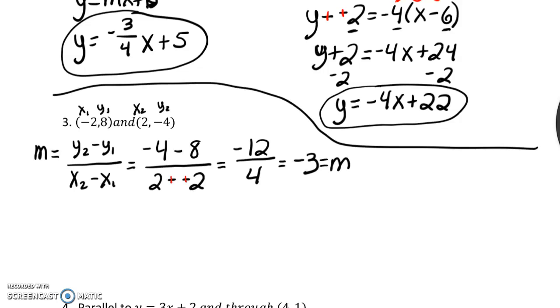Separate those a little bit. Okay, so now I have my slope and I just need to use one of the points. Doesn't matter which one. So I'm going to go ahead and pick this one right here, and I'm going to plug that back into our point slope form.